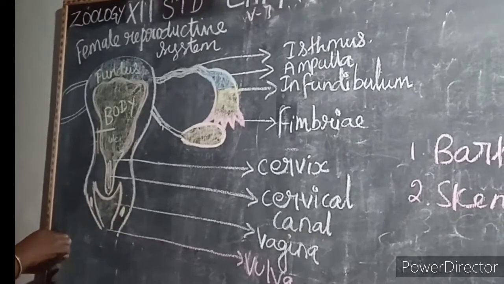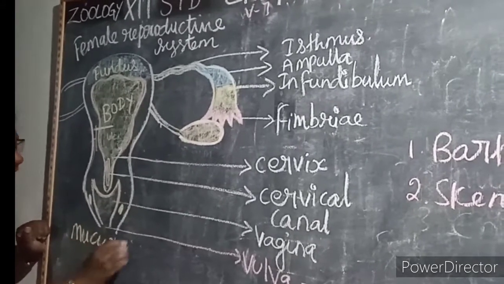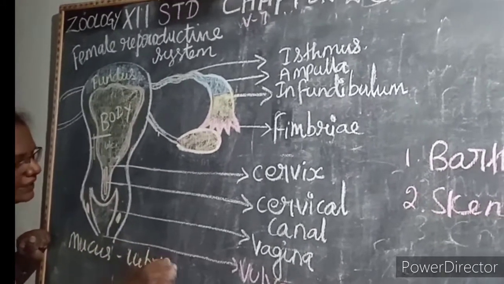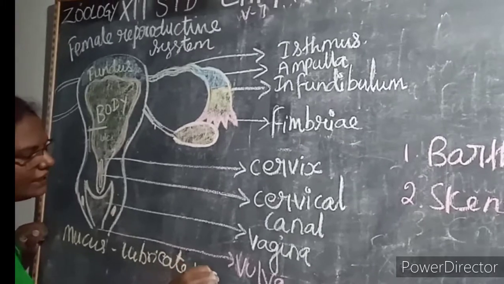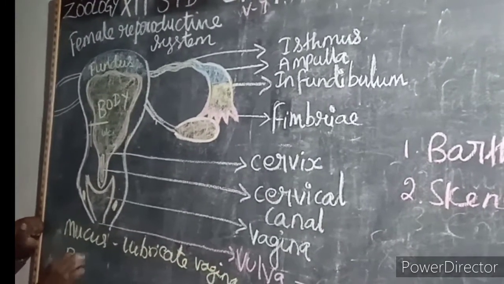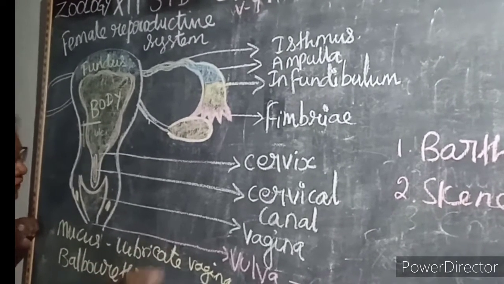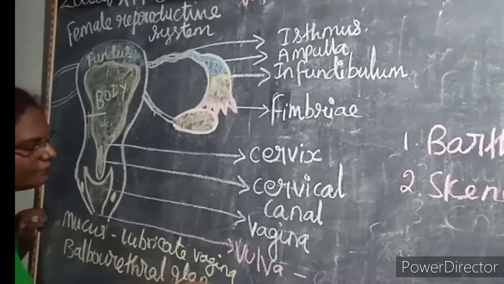This Bartholin's gland secretes a substance that is called mucus. It helps to lubricate the vagina. It is similar to the bulbourethral gland. Where do you learn the bulbourethral gland? That is in the male reproductive system.